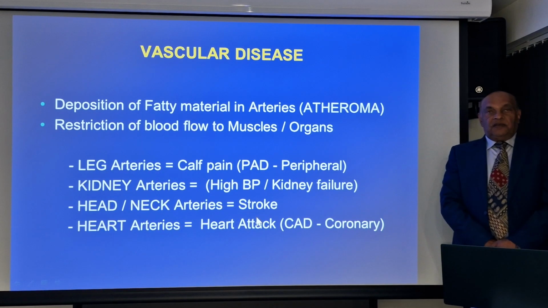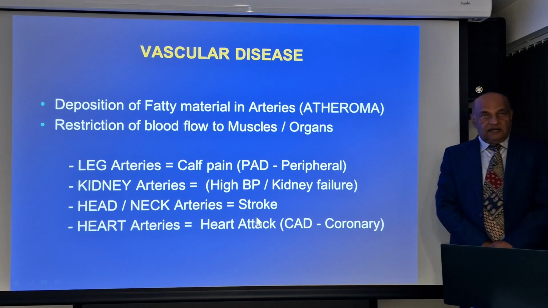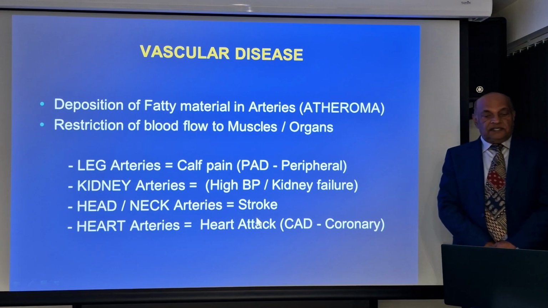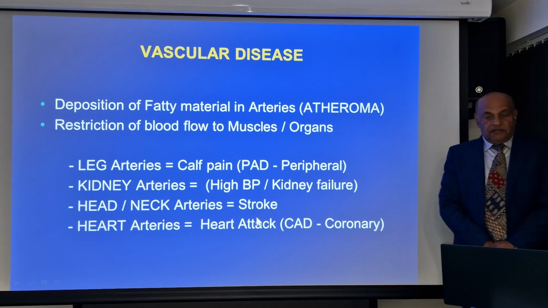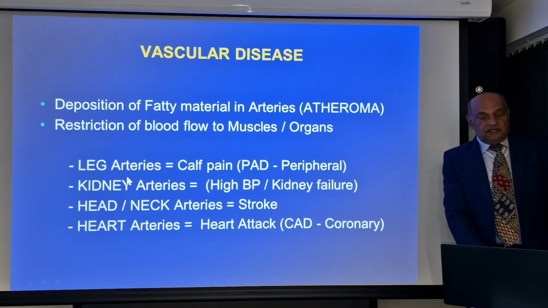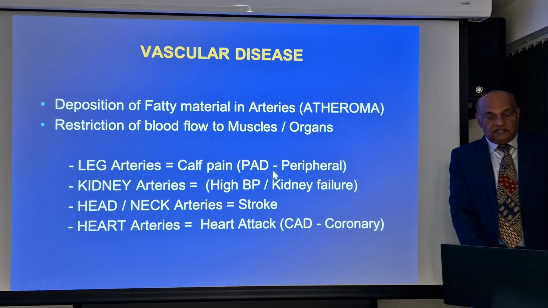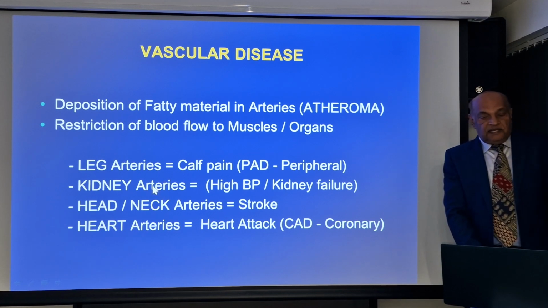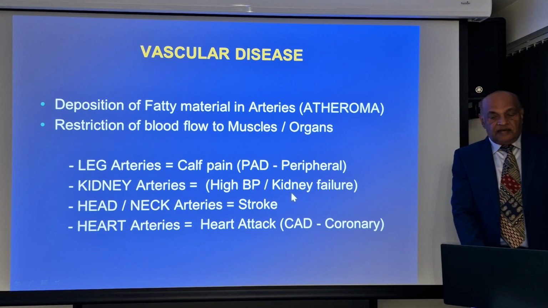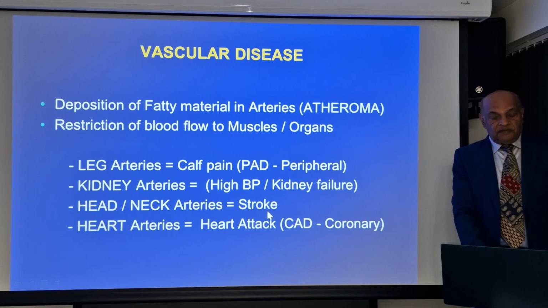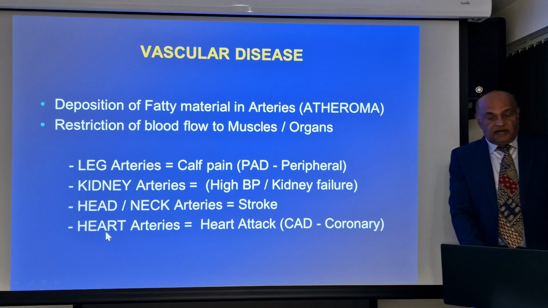Vascular disease occurs when you have deposition of fatty material in the arteries, otherwise known as atheroma. As the material builds up in the arteries, you get restriction of blood flow to the rest of the body. If it occurs in the leg arteries, one can get calf pain from that condition, otherwise known as peripheral arterial disease. If the deposition occurs in the arteries to the kidneys, one may get high blood pressure from it and eventually kidney failure. If the disease occurs in the arteries supplying the head and neck, one may get stroke. And the subject of today is the heart arteries.